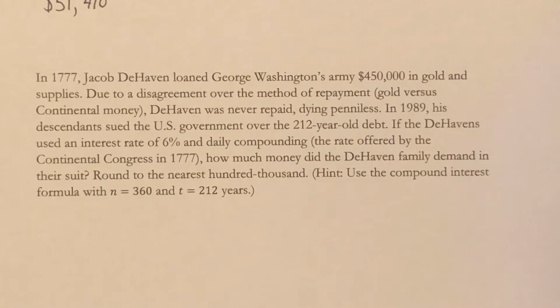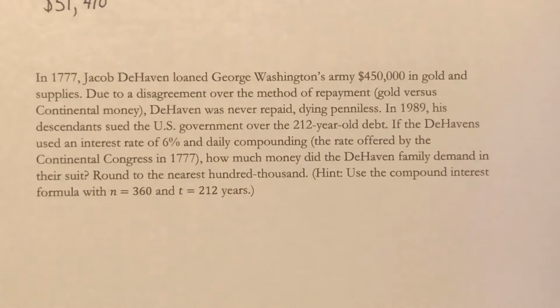All right, last problem, historical. In 1777, Jacob de Haven loaned George Washington's army $45,000 in gold and supplies. Due to a disagreement over the method of repayment, which is gold versus continental money, de Haven was never repaid. He died penniless. In 1989, his descendants sued the U.S. government over the 212-year-old debt.